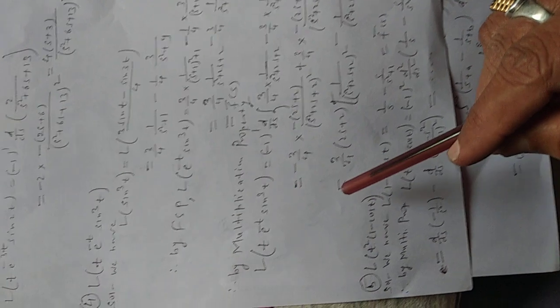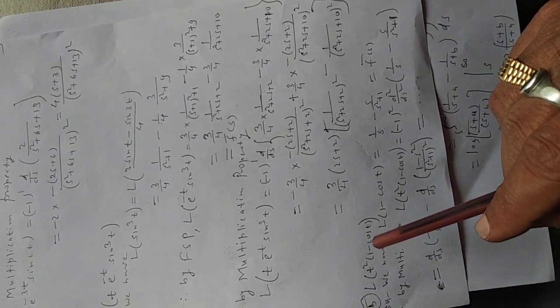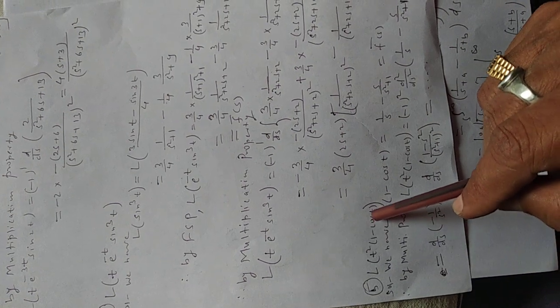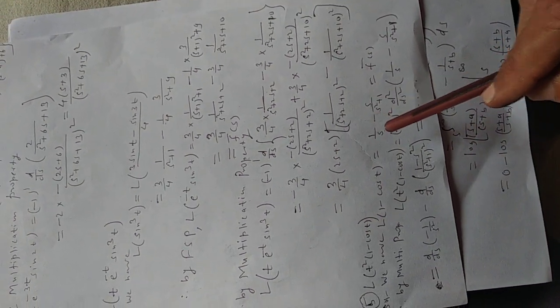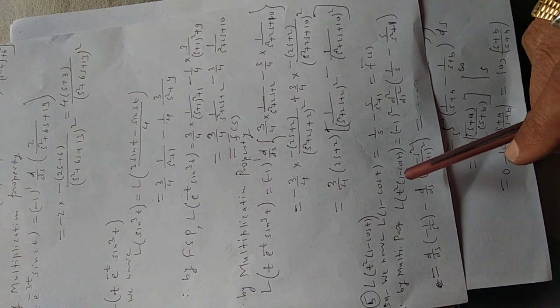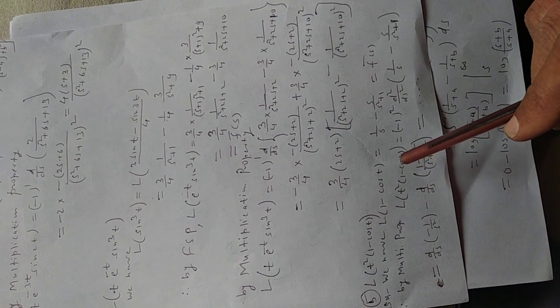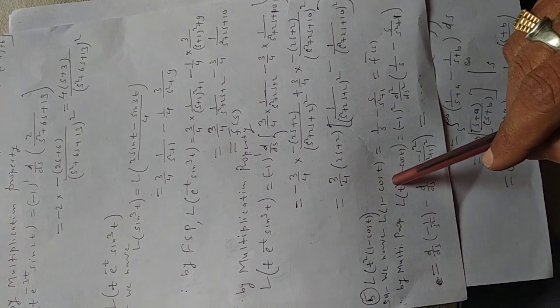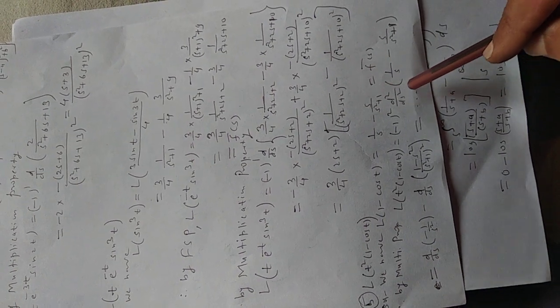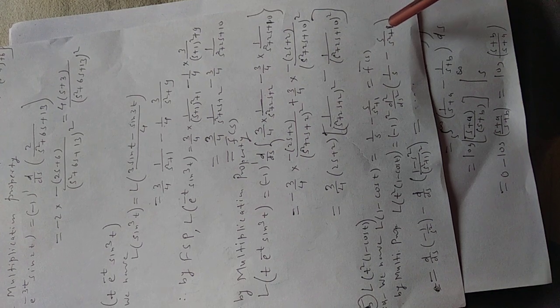And the last example is Laplace of t square into 1 minus cos t. So find the Laplace of 1 minus cos t. 1 upon s minus s upon s square plus 1, that is your f bar s. And therefore by multiplication property, Laplace of t square into 1 minus cos t. Power of t is 2, so minus 1 square, and second order derivative d square by ds square of 1 upon s minus s upon s square plus 1.